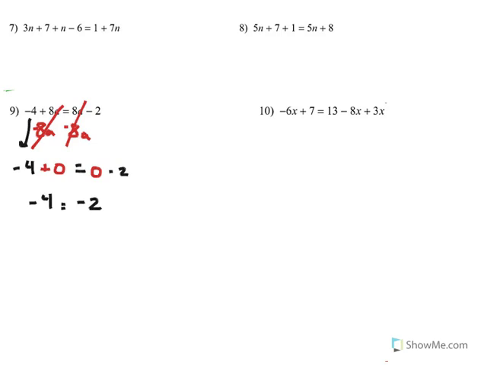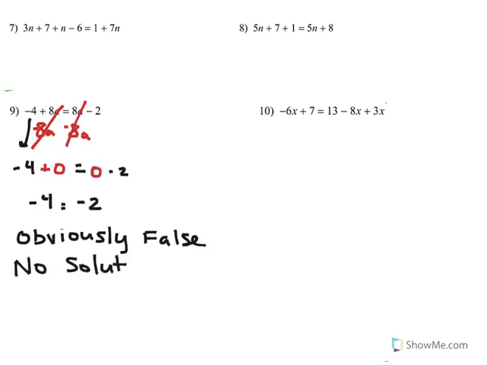And here I'm left with an interesting situation, because I have something that says negative 4 is equal to negative 2. Again, this is one of those times where you need to interpret your answer. You need to understand that this means no solution. This is something that is obviously false. Negative 4 is definitely not equal to negative 2. And when I see something that is obviously false, that's when I interpret it to mean there is no solution. The solution isn't negative 4 or negative 2. The answer is no solution. And we get that whenever I see something that is obviously false.